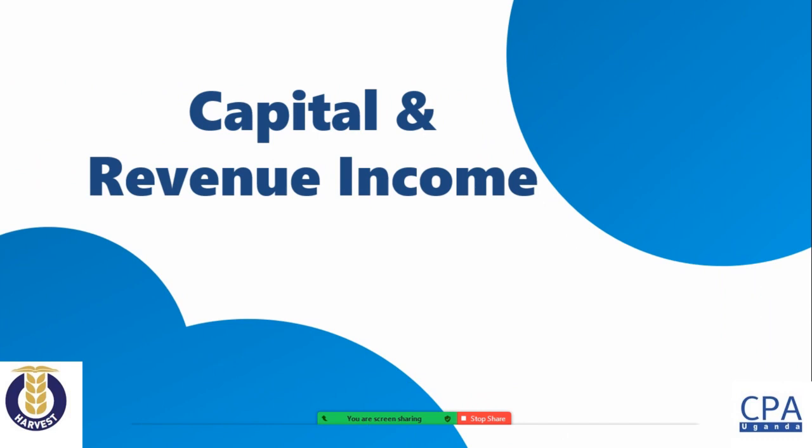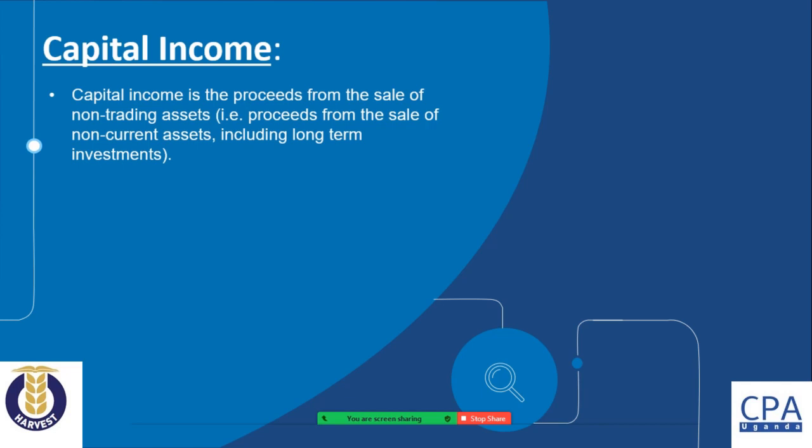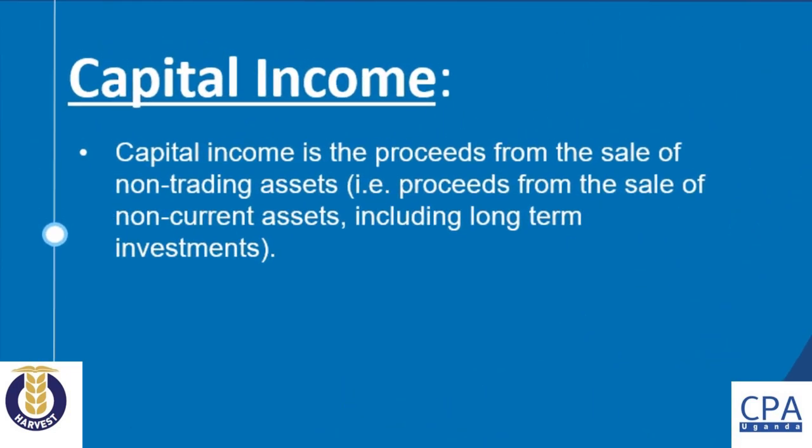Now, I need to mention at this point that revenue is also classified as capital or revenue income. Actually, income, because revenue is income. So income is classified as capital or revenue. Now, income is capital, or we have capital income, if these relate to proceeds from the sale of a non-trading asset.